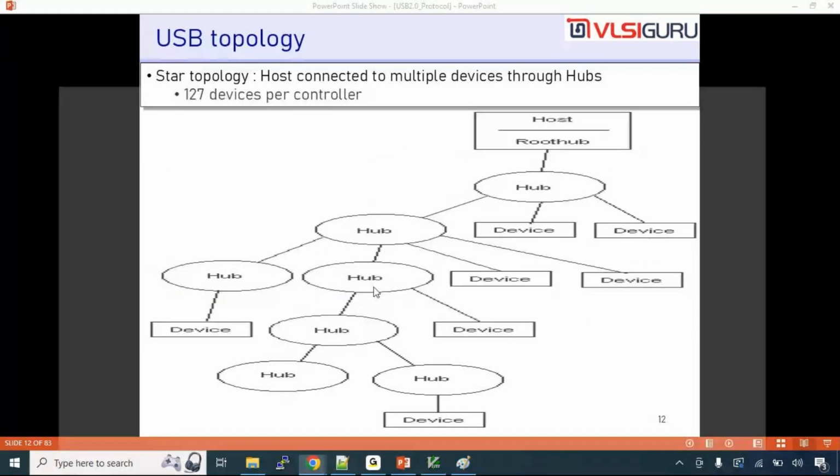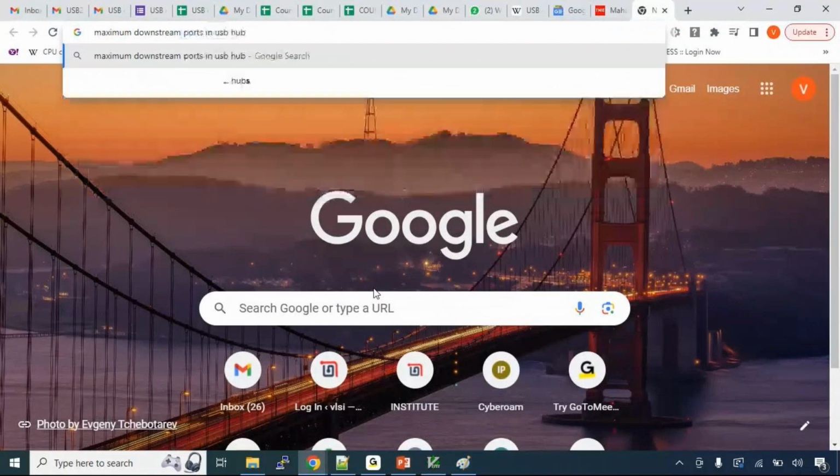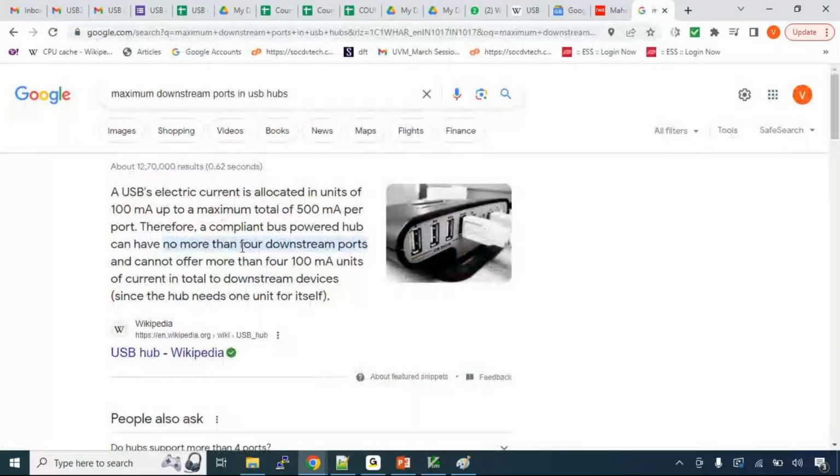Maximum downstream ports, USB hub. No more than 4 downstream ports. Got it, right? Up to 4 downstream ports you can connect in the hub.